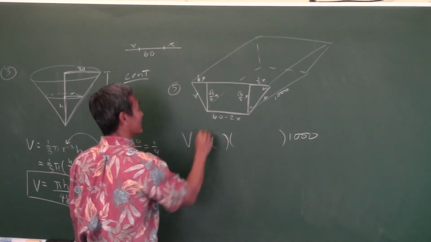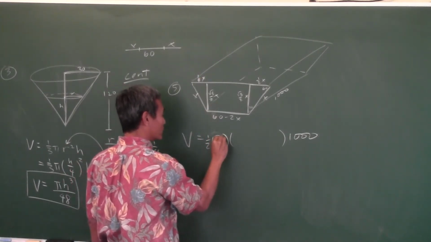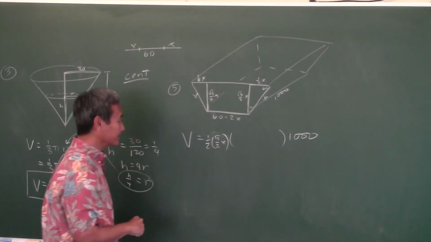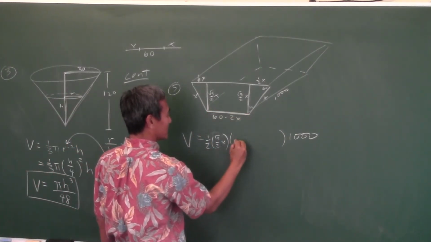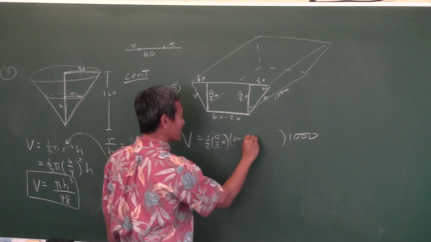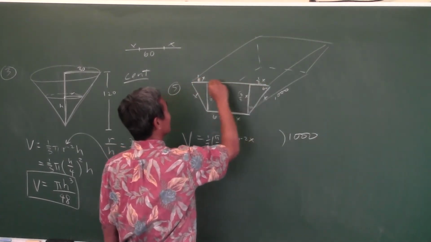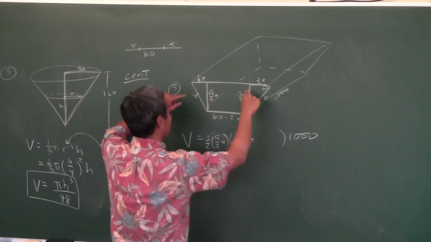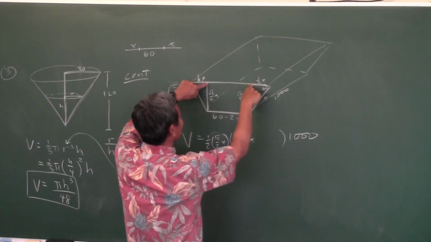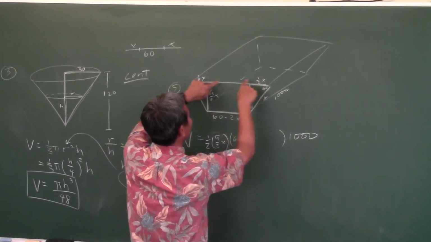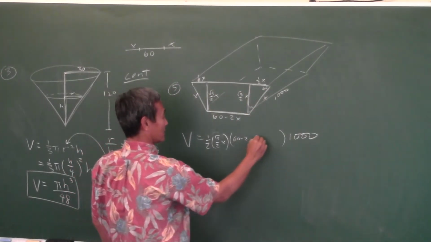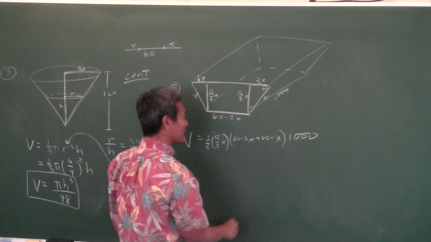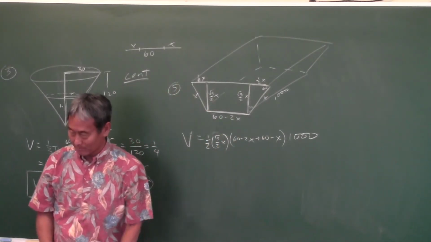Okay, so what's the height of the trapezoid? √3/2 x. What is base 1? What is this? Duh, 60 minus 2x. And then what's B2? Well, it's 60 minus 2x plus half x plus half x, which is plus 1x, which is 60 minus x. Oh, you got it. There you go. I will let you simplify that.